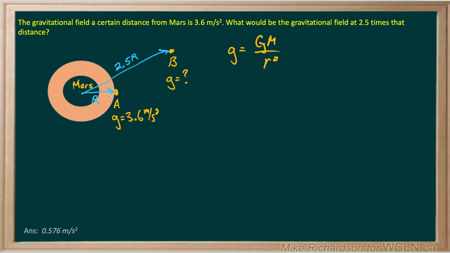So I'm going to call the distance to our first one r, and if I increase that distance by 2.5 times, my final location will be 2.5 r. So if you'll recall from earlier tutorials, little g is the universal constant times the mass of the attracting planet divided by r squared. That's our relationship that tells us what the gravitational field strength will be at any location.